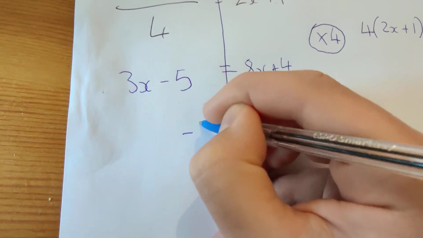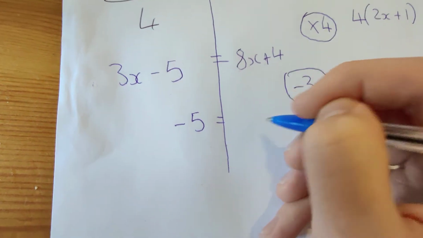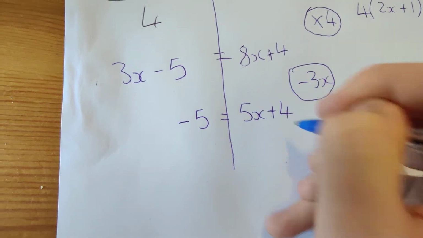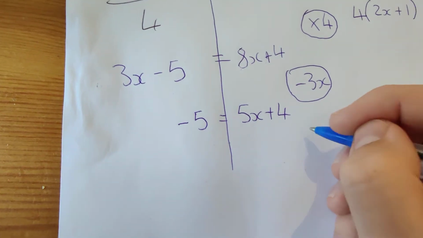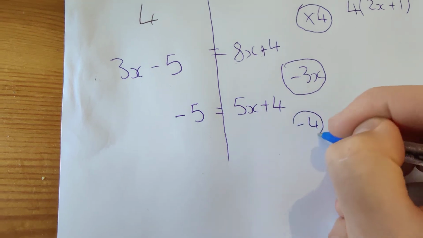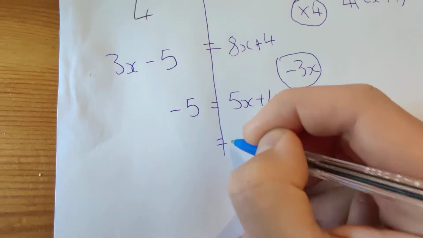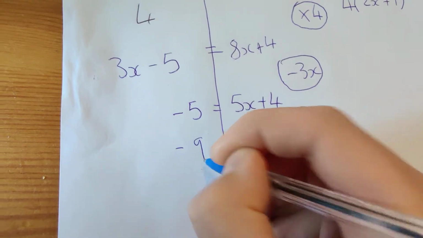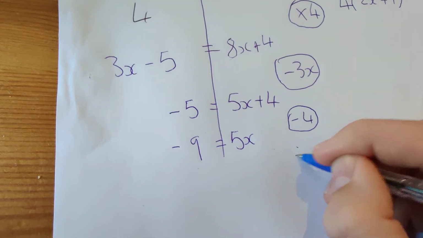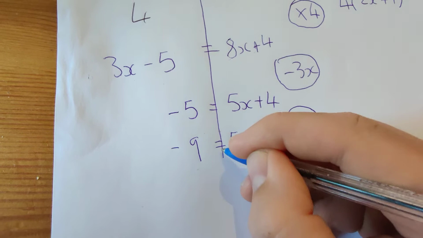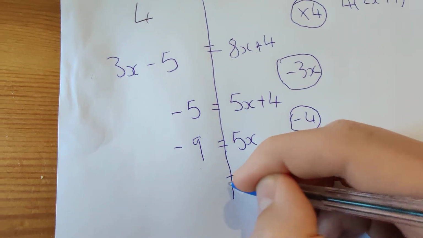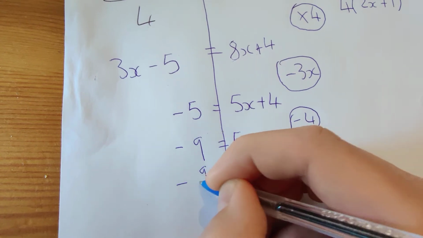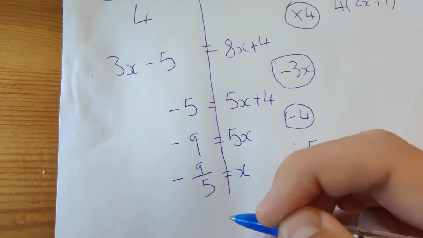That leaves me with just minus 5 on this side. And that's going to leave me with 5x plus 4 on this side. Then I can get rid of the plus 4. I don't want that plus 4 there. So I'm going to subtract 4 from both sides. So it leaves me with just 5x on this side and minus 9 on this side. Then I don't want that 5, so I'm going to divide through by 5. Cancels out the 5 and gives me the x on its own. Again, it doesn't go exactly, so I'm just going to call it minus 9 over 5.